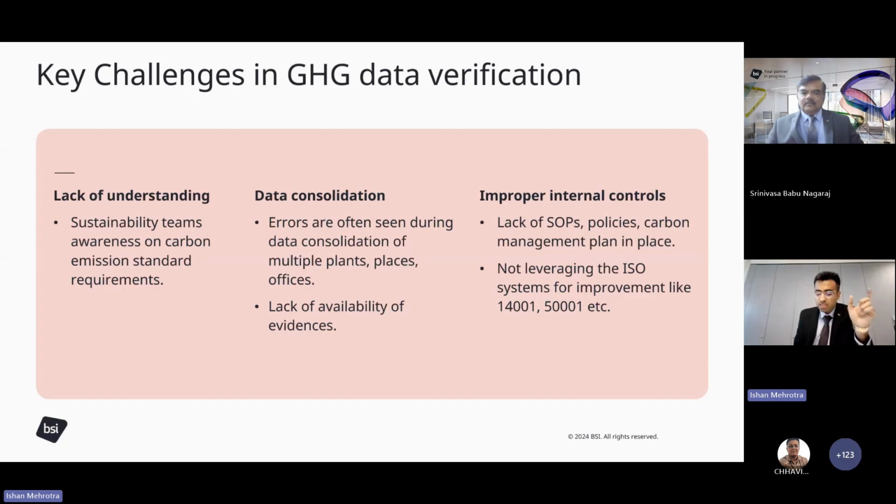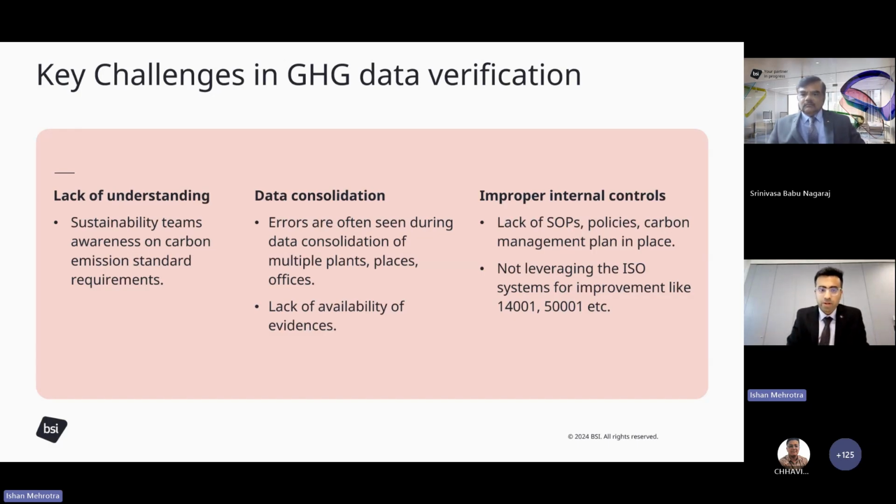Third is leveraging management systems, so these are 14K, 50K, 45K. These management systems establish a discipline within the organization in terms of policies, from planning till implementation and continuous improvement. So leverage them for carbon management, and then the timeline in the consolidation of data. It should not be done in a hustle. It should be done timely so that the assurance providers also have time to do the data verification properly. Okay, thank you for the same.